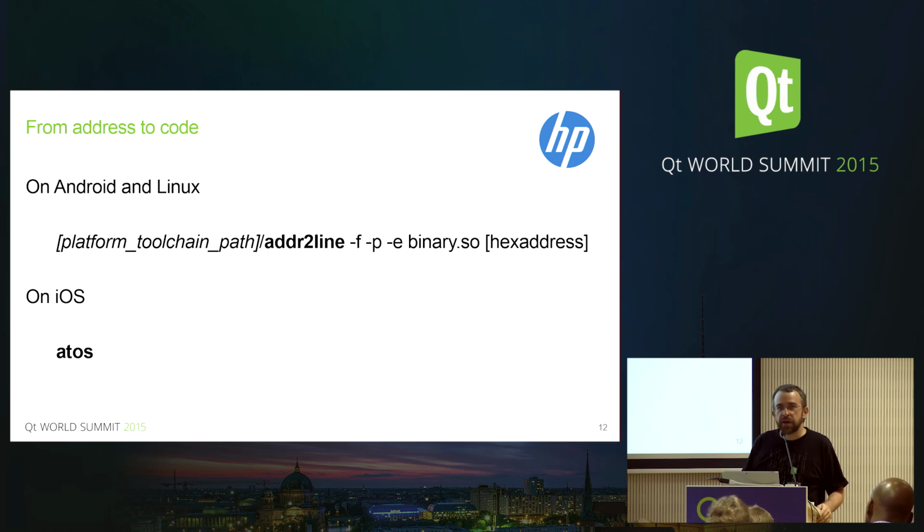atos is the same thing for iOS. Basically, it just matches the address in the binary to a certain source position. Any questions?